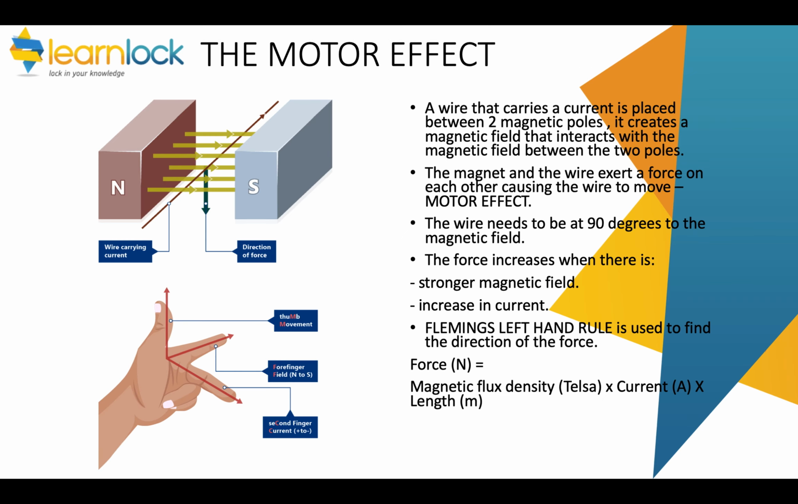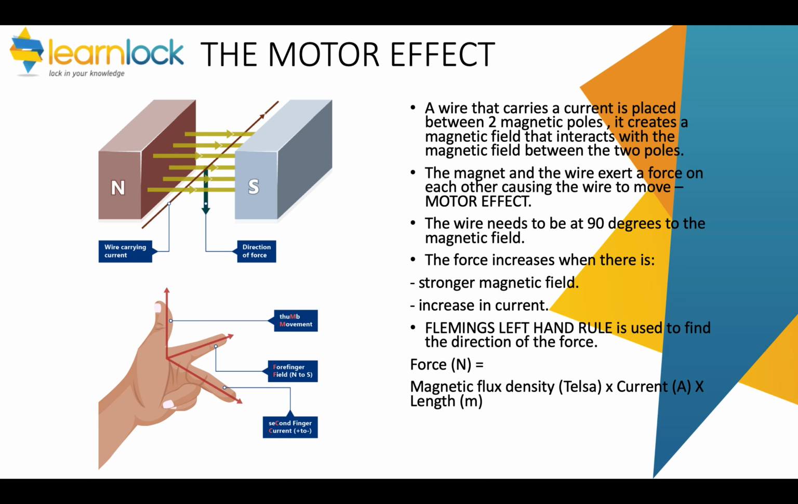The motor effect. A wire that carries a current is placed between two magnetic poles, as shown in the diagram. This creates a magnetic field that then interacts with the magnetic field between the two poles. The magnet and the wire then exert a force on each other, causing the wire to move.